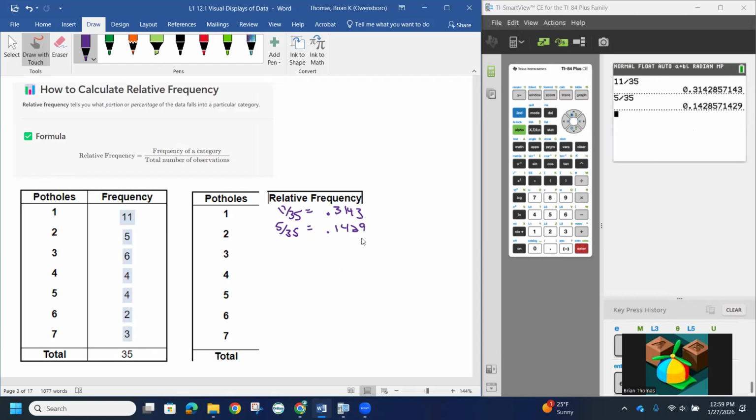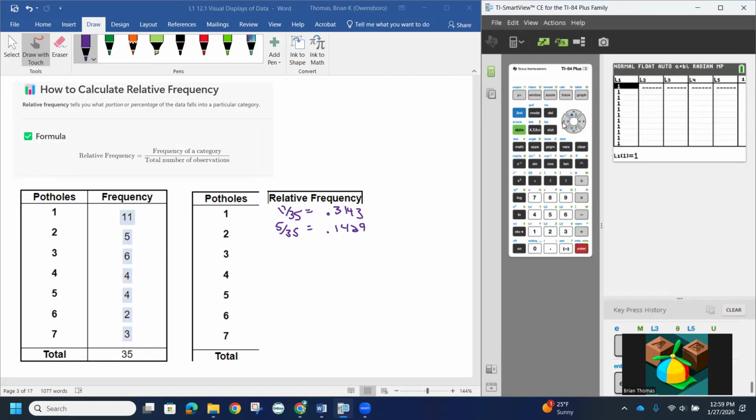Now we could do these all individually, but we could also see if we could do this within the framework of our statistics button here. So let's go to statistics. Let's go to edit to see our list. What I can do is go over here into L2 and create a formula. The formula would be L1 divided by 35. If I hit second L1 and say, hey, divide L1 by 35, it should go down here and divide.